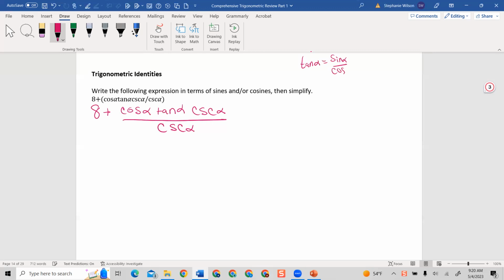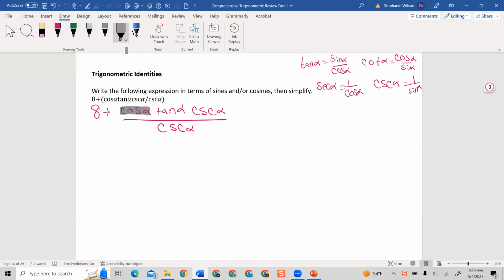Okay, so as a reminder, we know that tangent of alpha is equal to sine of alpha divided by cosine of alpha. Cotangent of alpha is cosine over sine. Our secant is going to be 1 over cosine. And cosecant is going to be 1 over sine. So it's just a real quick refresher. So knowing this, I can rewrite certain parts of this and get it in a format that works for me.